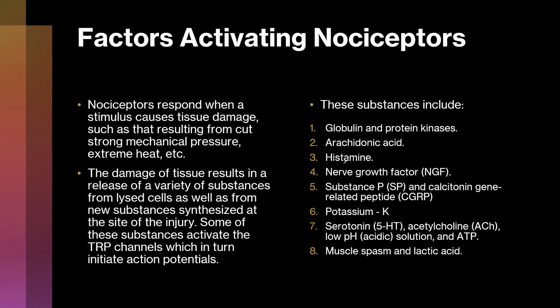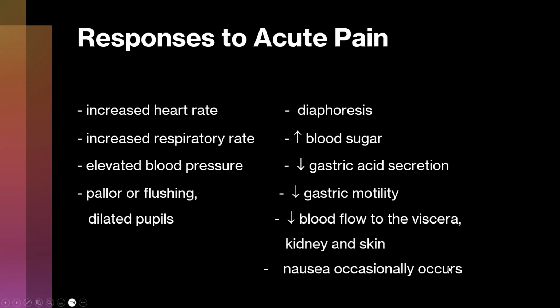At times, a question is being asked that when we feel pain due to some pulpal inflammation, what is it due to? It is due to substance P and calcitonin gene-related peptide. Remember that. Then potassium, K being the sign for potassium. Then serotonin, acetylcholine, low pH solution. Low pH means it will be acidic, and ATP. Then muscle spasm and lactic acid.